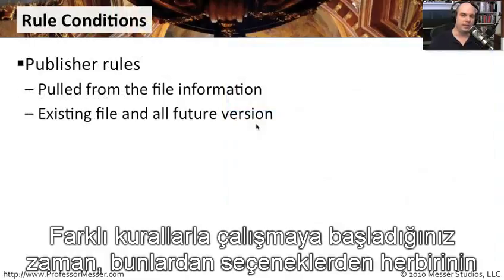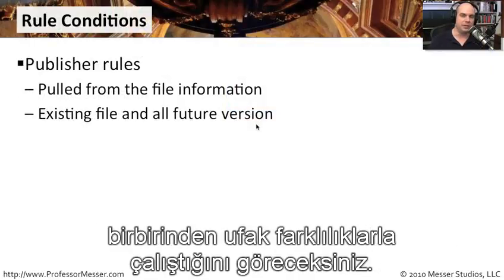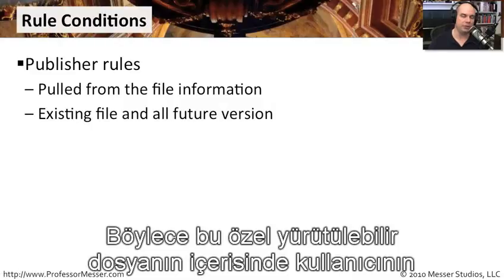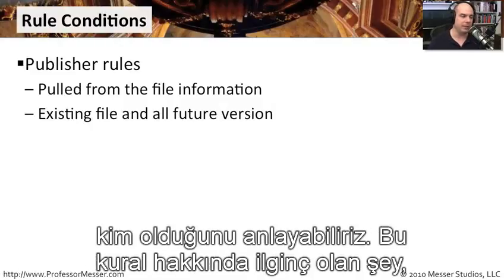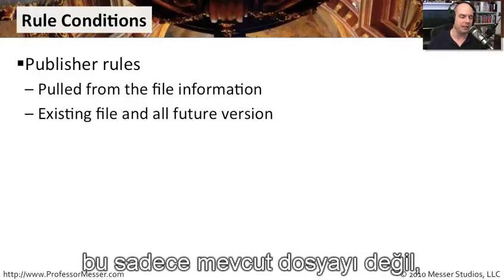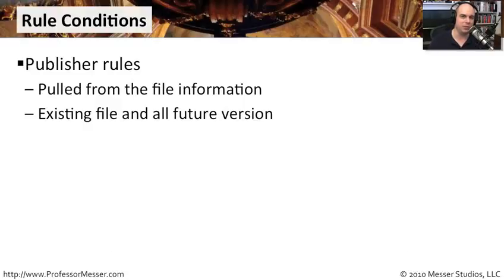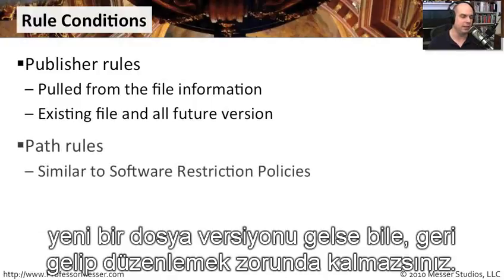When you start working with the different rules, you'll see there's different options available for each one, a little bit different in the way they operate. The publisher rules are pulling information right from the file, so we can understand more about what publisher was inside of that particular executable file. What's interesting about this rule is we can have it affect not just the current file, but all future versions of a particular file. So you don't have to keep going back in and administering these rules, even if new versions of files come out.